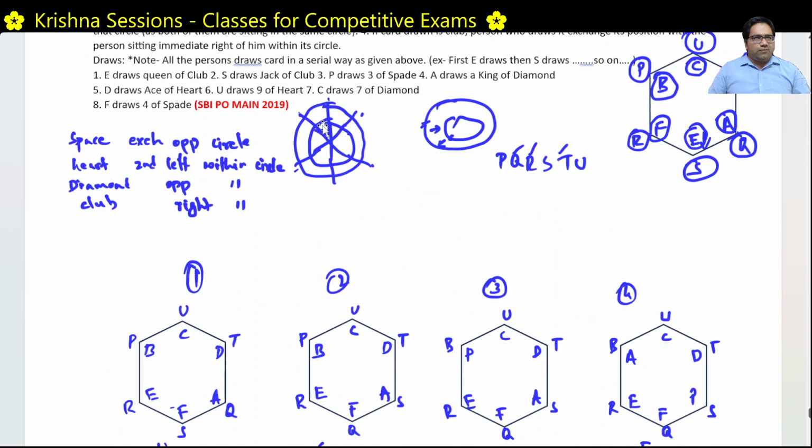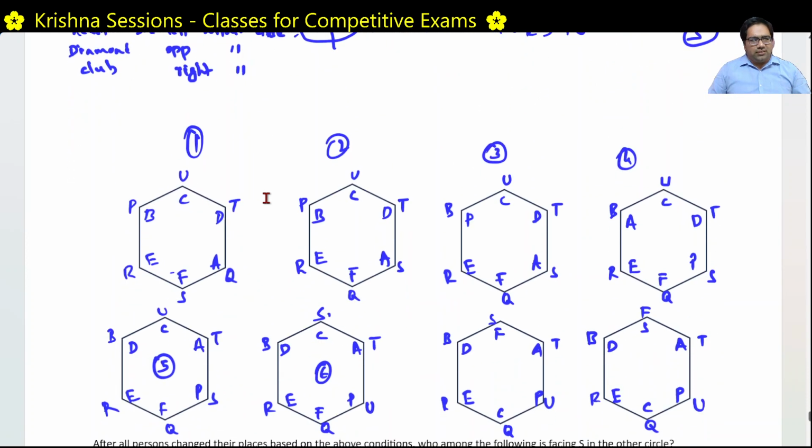Then the seventh operation: C draws 7 of diamond. Diamond means opposite within the circle. Where is C? C and F will exchange, and the rest will remain the same. That is the seventh operation.